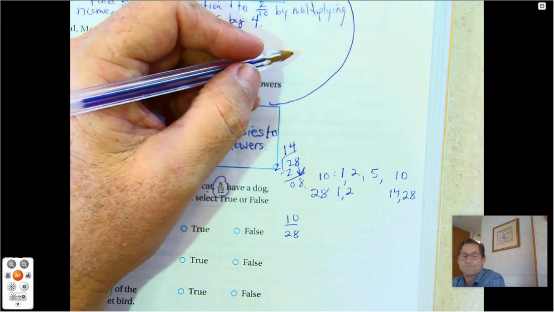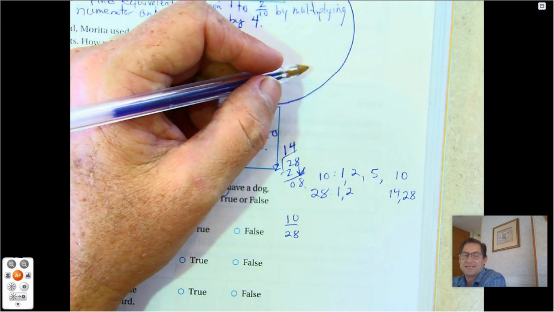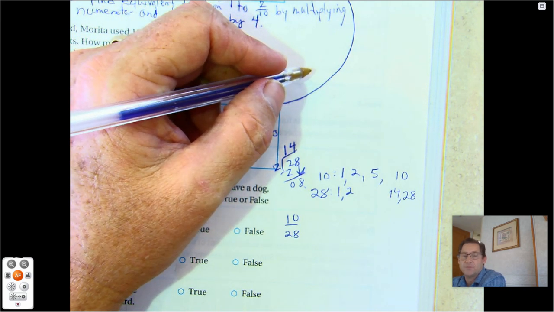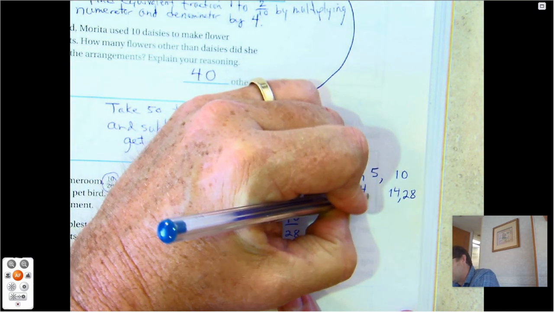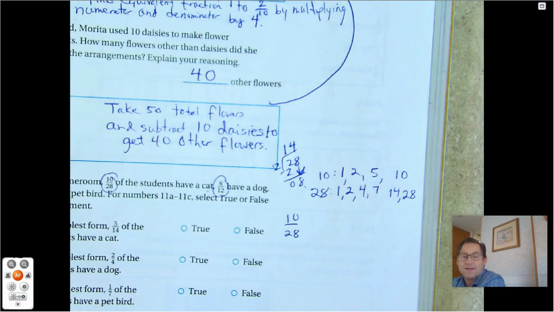3, no, because 2 plus 8 is 10, and 10 is not divisible by 3. 4, I know that's a basic math fact. 4 and 7. 5, no, because it doesn't end in a 0. 6, no, because it's not divisible by 3. 7, we know. 8, 16, 24, 32, no. So those are the factors of 28.